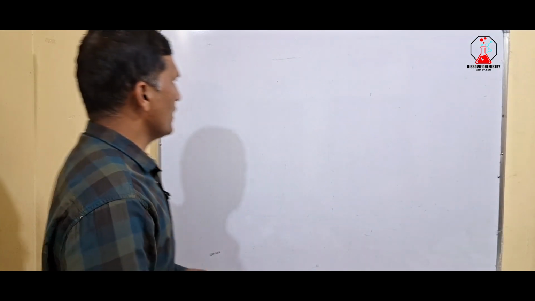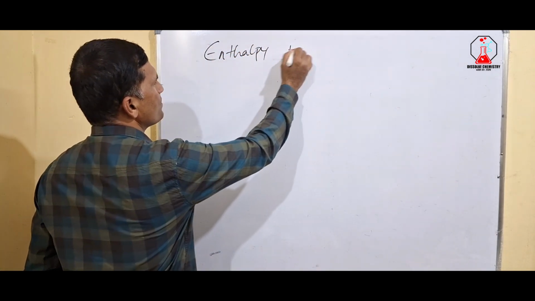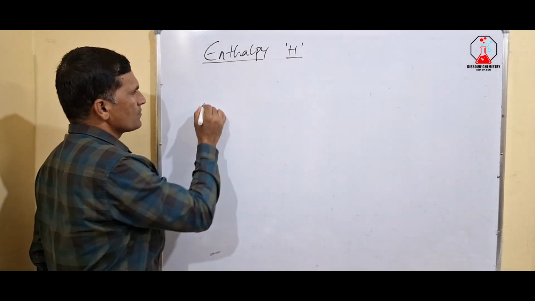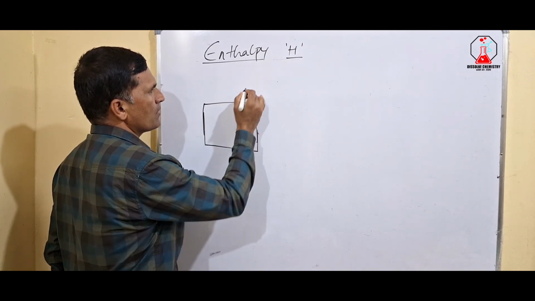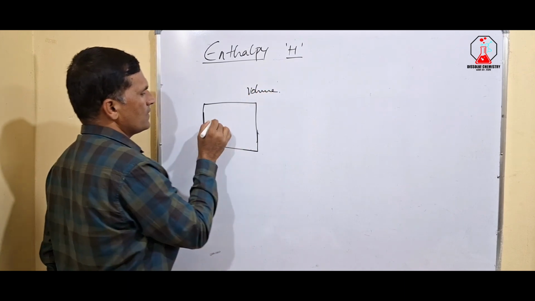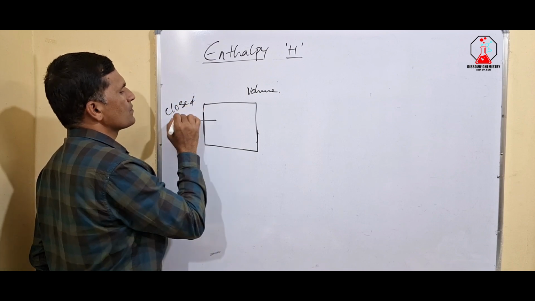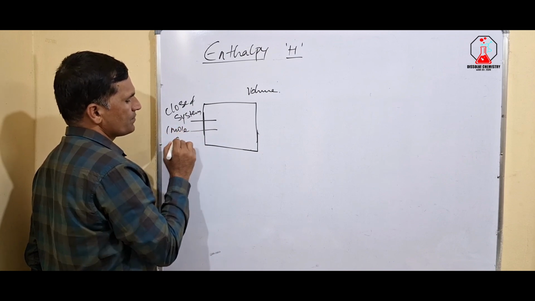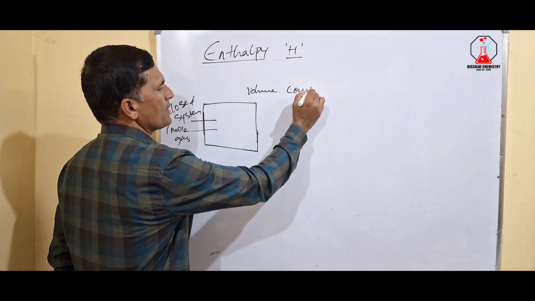Let us continue our discussion on thermodynamics with a new topic, that is enthalpy, a very important thermodynamic function. Let us consider a system which is a closed one, where volume is kept constant. We call it a closed system, where volume is fixed, and it contains 1 mole of gas. So now, volume is constant.